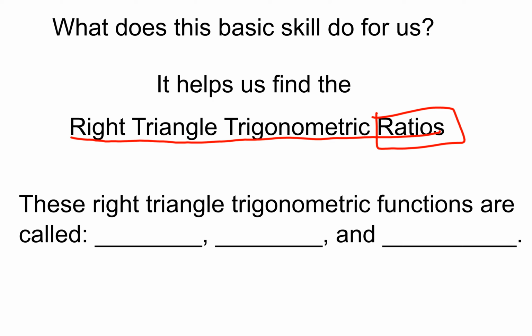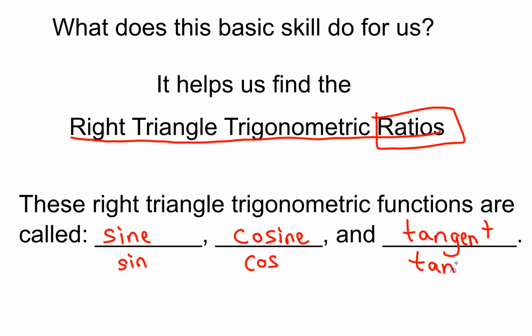So these right triangle trigonometric functions are called sine, cosine, and tangent. Now these are abbreviated sin, cos, and tan. And those are the buttons you're going to see on your calculator to do these functions.